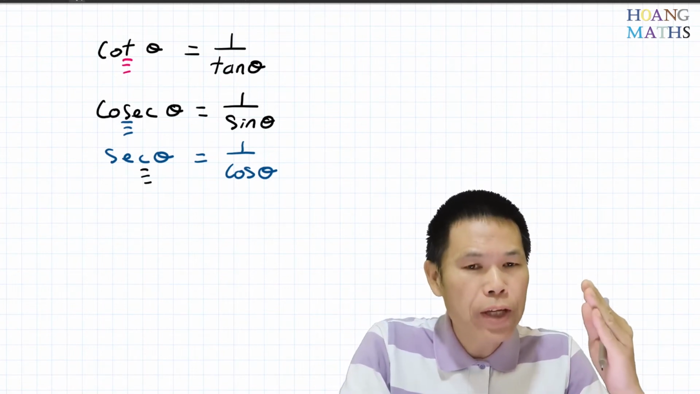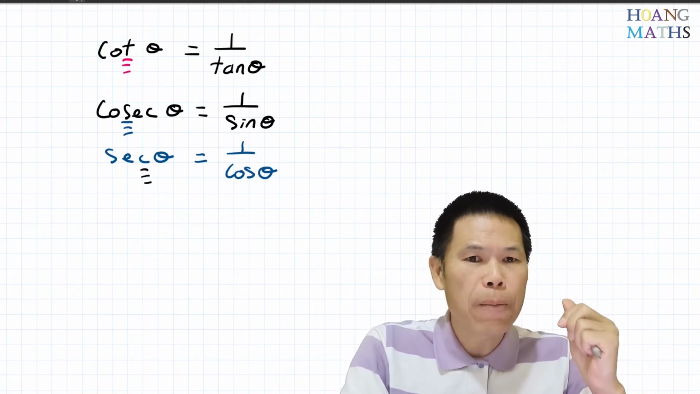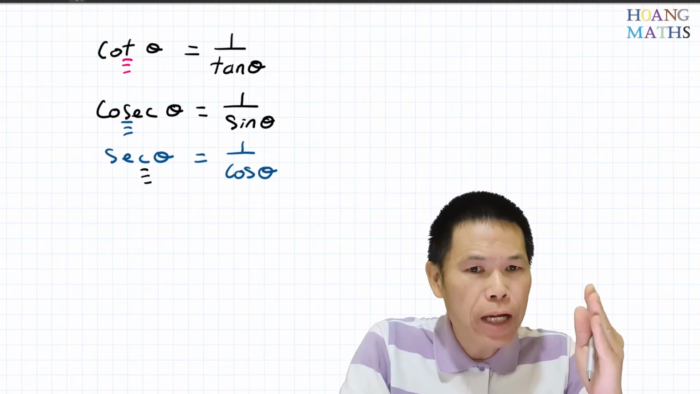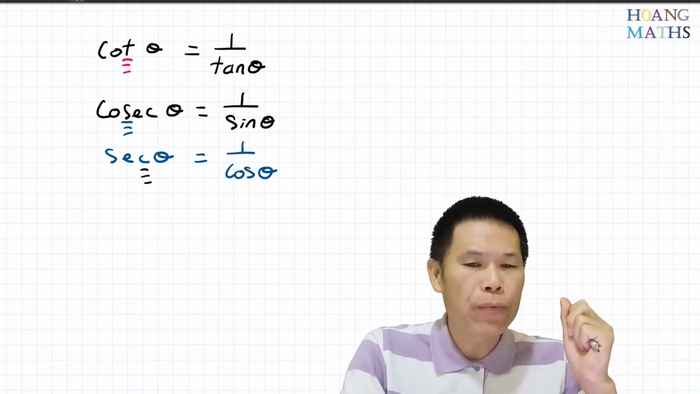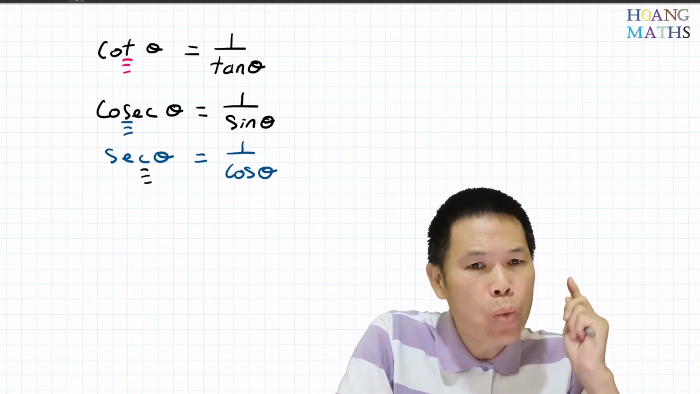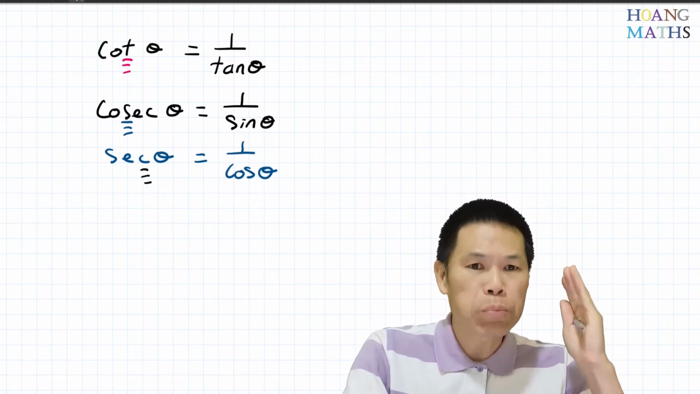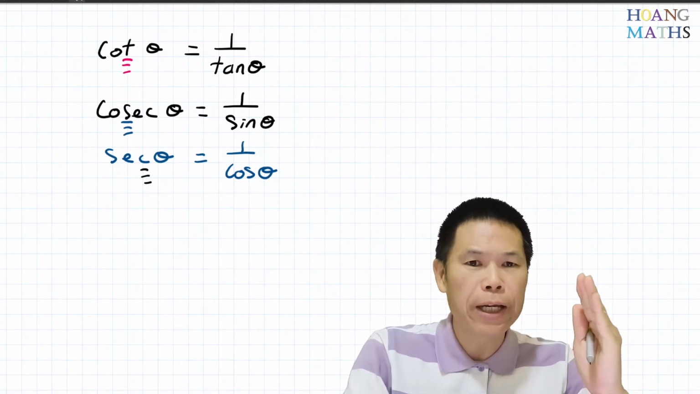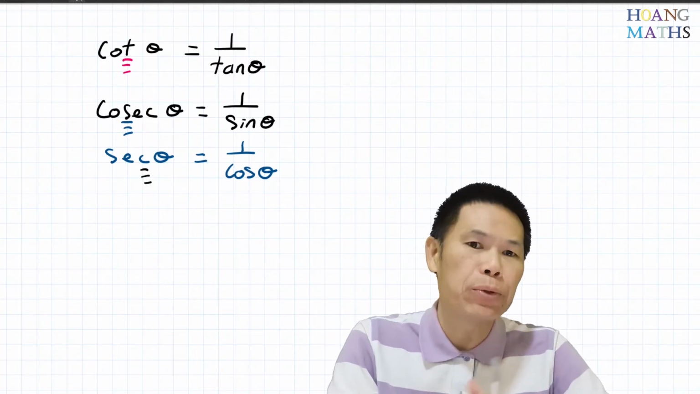So cot of theta is 1 over tan of theta. Cosec of theta is 1 over sine of theta. And sec of theta is equal to 1 over cos of theta. So please keep that in mind, okay? So let's go through a few examples.